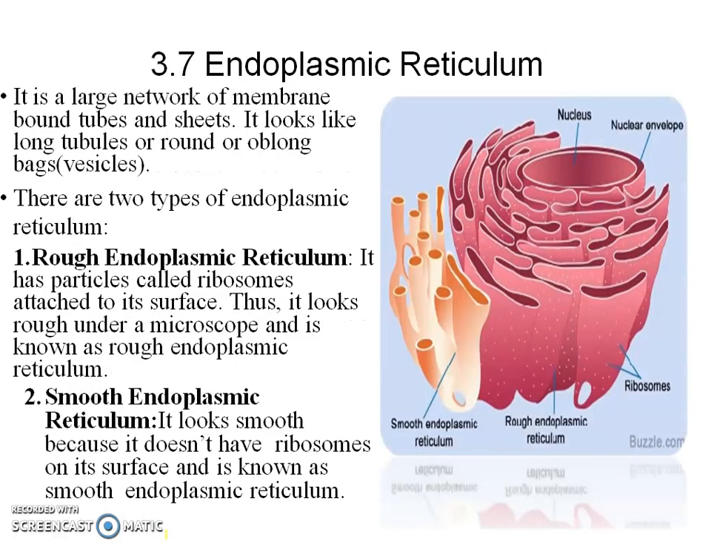Then endoplasmic reticulum. It is a large network of membrane-bounded tubes and sheets. It looks like long tubules or round or oblong bags or vesicles. You must have remembered when we drew the nucleus structure. Around the nucleus structure, we drew some long elongated structures with dots on them. Those elongated structures, like a canal, like a channel, are called endoplasmic reticulum.